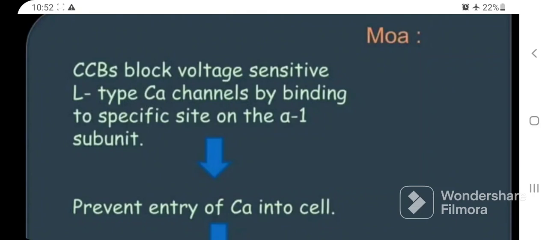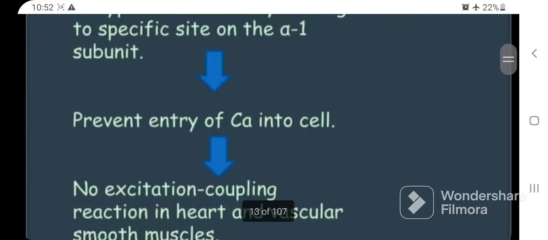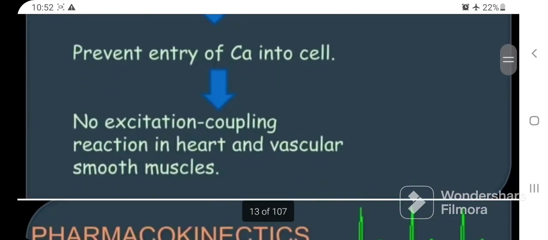Then CCBs, calcium channel blockers, block voltage sensitive L-type calcium channels by binding to a specific site on the alpha 1 subunit. Then they prevent entry of calcium into the cell, so no excitation-contraction coupling in heart and vascular smooth muscles. Means there is no excitation. No excitation means no excess secretion of calcium. No excess secretion of calcium leads to a decrease in the blood pressure.